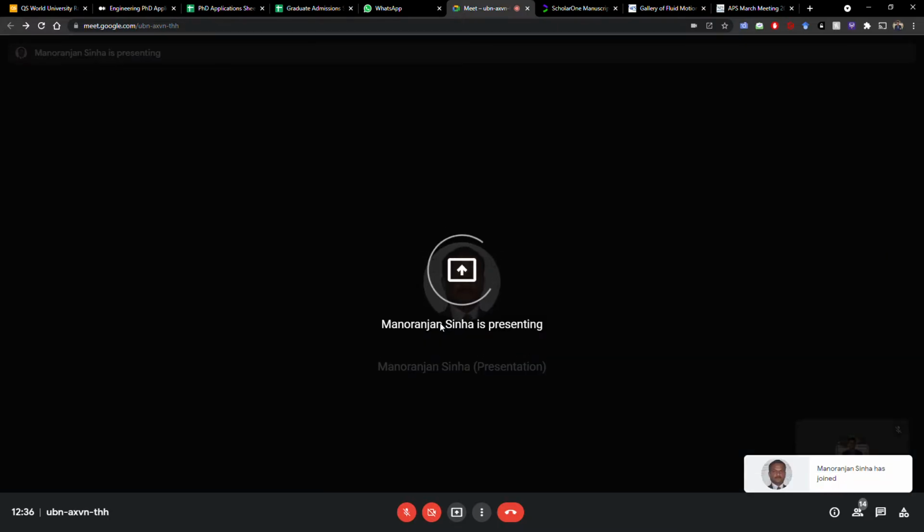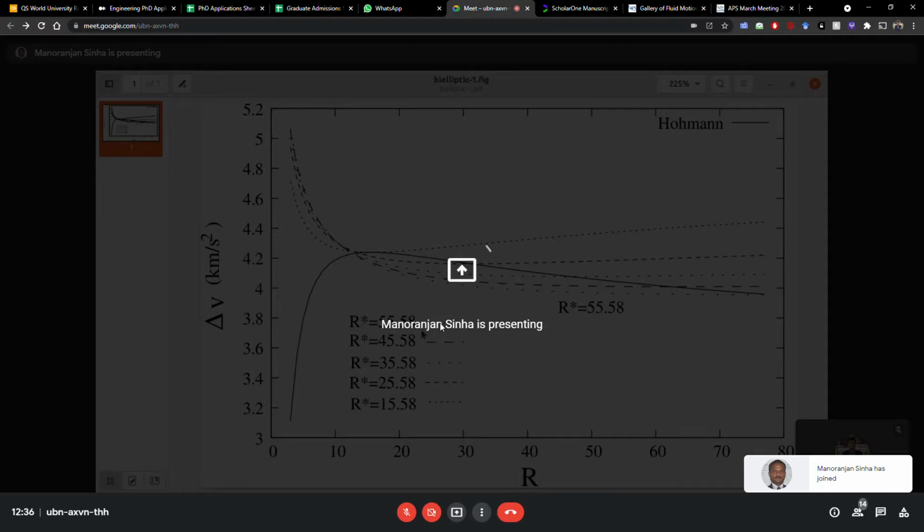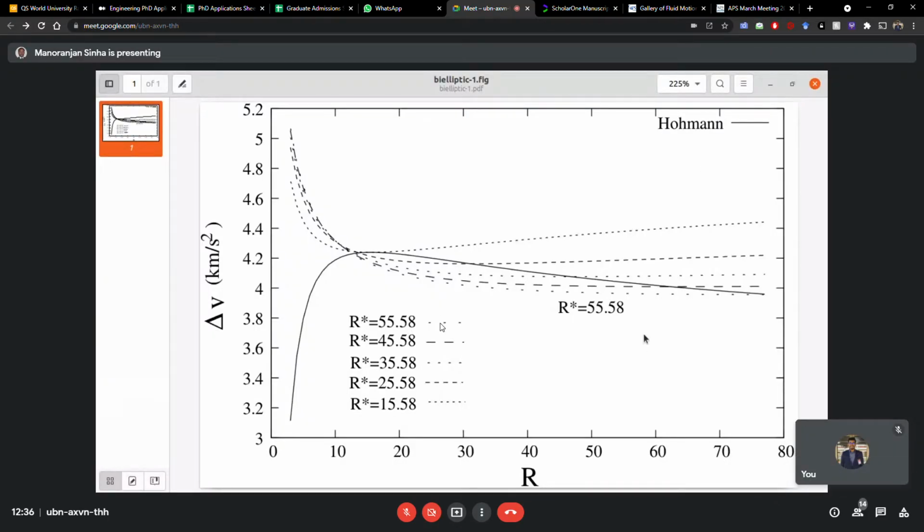Can you see the figure? Yes, sir. Okay. So here in this figure, the dotted lines are for bielliptic transfer and the solid line is only for the Hohmann transfer. And this delta V, whatever we are showing here, has been computed using a certain value of the initial orbit, which in this case I have termed the grazing orbit.